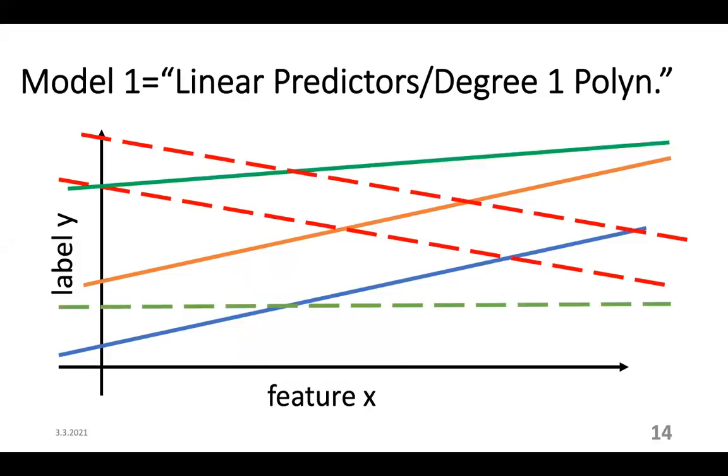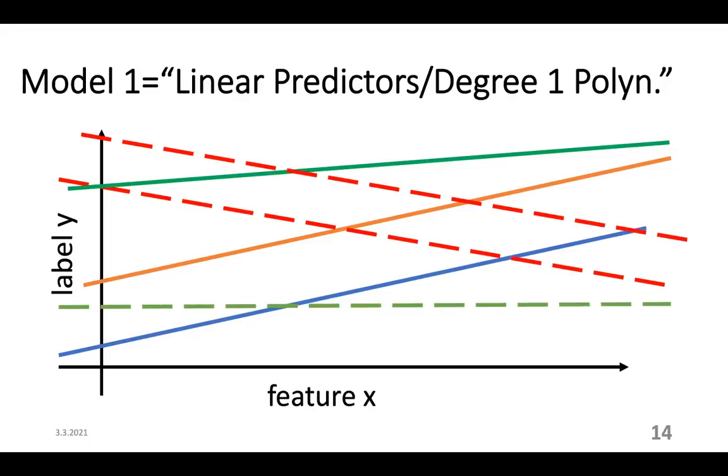Here's one example of a model or hypothesis space. This is the model given by all polynomials with maximum degree 1. And this is exactly the set of linear functions. So each line that you see here is one example of a hypothesis. This orange straight line is a hypothesis map. These dashed lines are hypothesis maps. And all these hypothesis maps together make up model 1, the model given by the degree 1 polynomials.